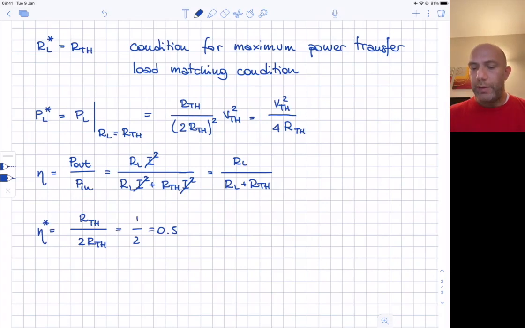Please note that from the definition of efficiency, the maximum efficiency can be found when the ratio is 1, and the ratio is 1 when RL goes to infinity. So when we actually have an open circuit at the Thevenin's equivalent terminal.